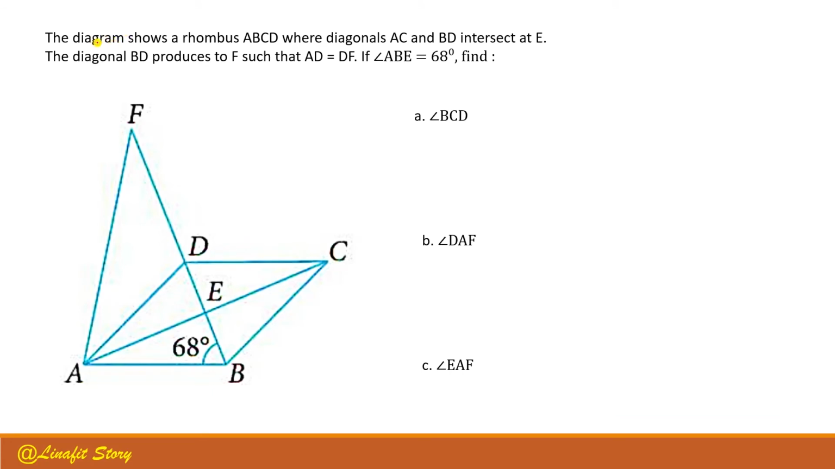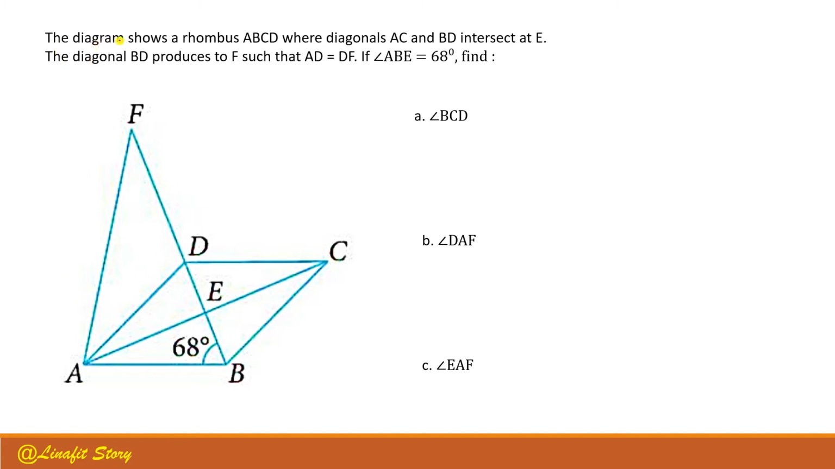The diagram shows the rhombus ABCD where diagonals AC and BD intersect at E. The diagonal BD produces two Fs such that AB is equal to DF. If angle ABE is 68 degrees, find angle BCD, DAF, and EAF.